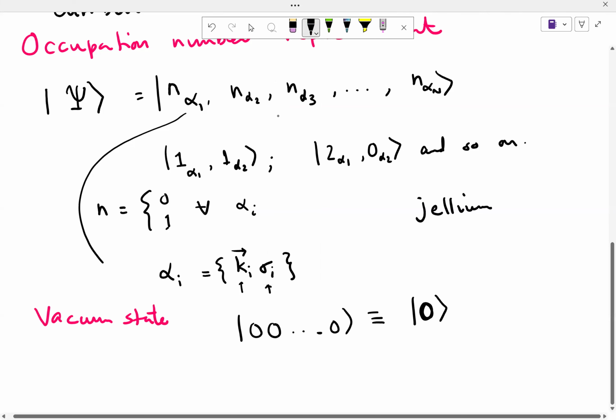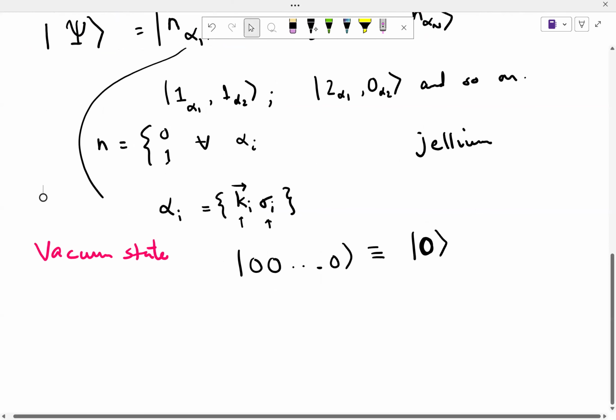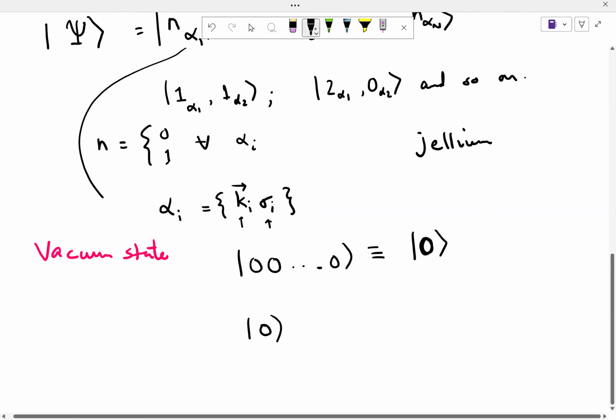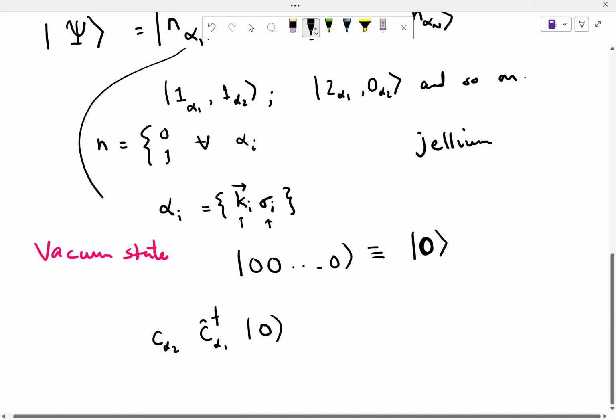Now, if you want to create an n particle state, we can easily move upwards from the vacuum state. For example, if I have the vacuum state and I have a creation operator which creates a particle in the state alpha 1, then I will get one particle in the alpha 1 state. I can also do a sequential creation of states. So I create a particle in the alpha 1 state, then I create a particle in the alpha 2 state, and so on.